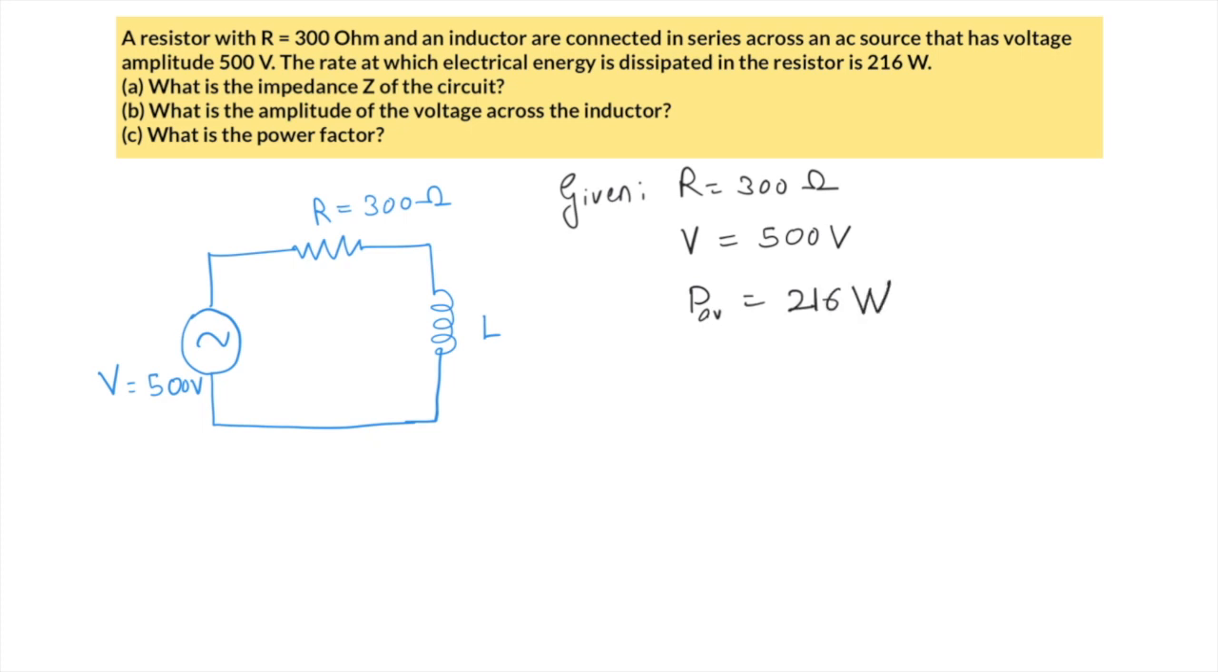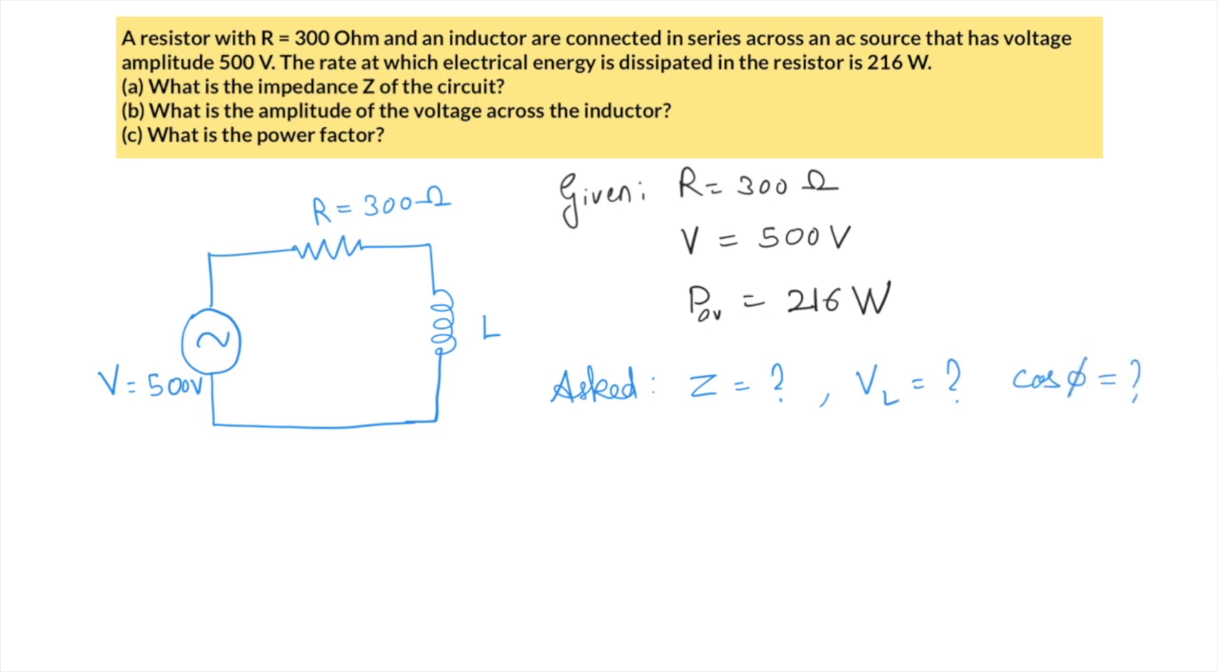Now let's see what is asked. We have to calculate the impedance of the circuit, that is Z. We also need to calculate the amplitude of voltage across the inductor, so we are asked VL, and then we are asked to calculate the power factor, which is given by cos of phi. So we have to calculate this cos of phi also. We will see what is phi again here.